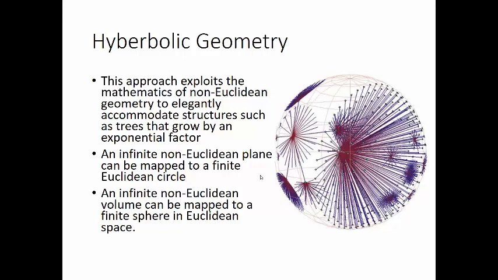And here you see the volume being mapped to the finite sphere in the Euclidean space to show us a better overview of that tree data so that we can focus on a particular area of it by rotating the sphere.